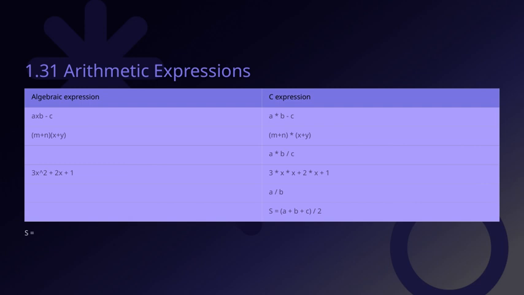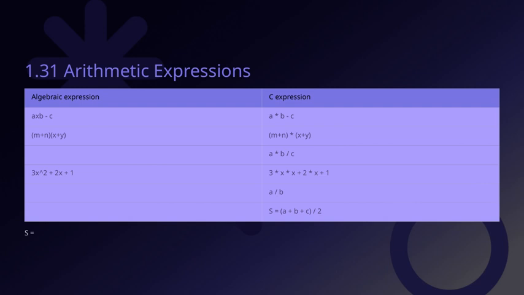Finally, there's the expression for S, which is the sum of a, b and c divided by 2, written as S = (a + b + c) / 2. This highlights how division and grouping are handled consistently in C. Overall, understanding these mappings helps us translate algebraic formulas into C code accurately, maintaining their mathematical meaning while adapting to programming syntax.